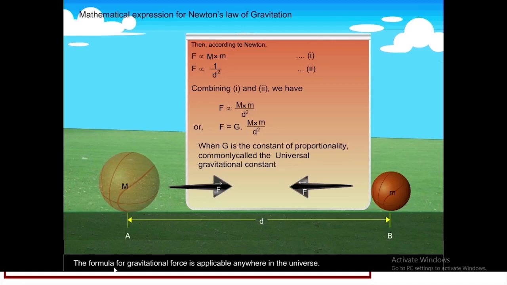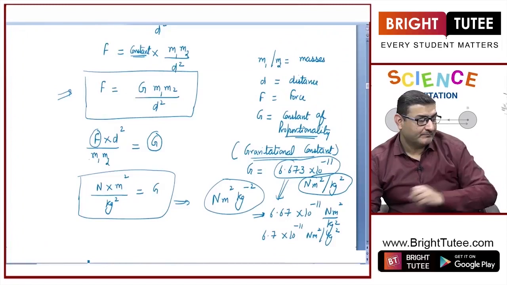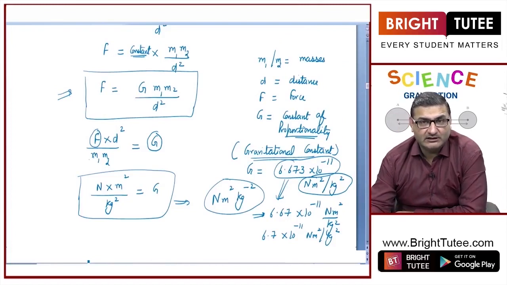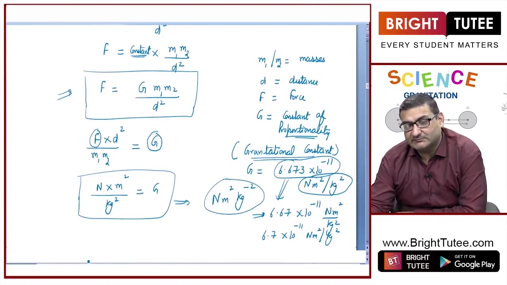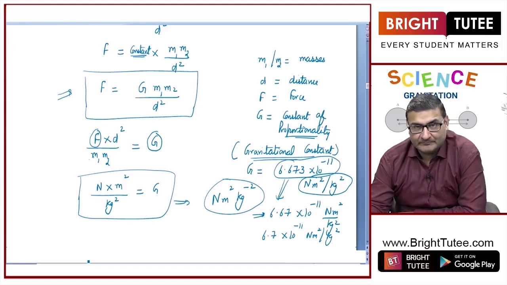So, this particular formula states that any two objects in the universe basically attract each other with a force which is given by this formula. All right. I hope you must have enjoyed this activity and you must have understood what exactly the force of attraction between two objects in the universe is and how we are going to calculate it, right.